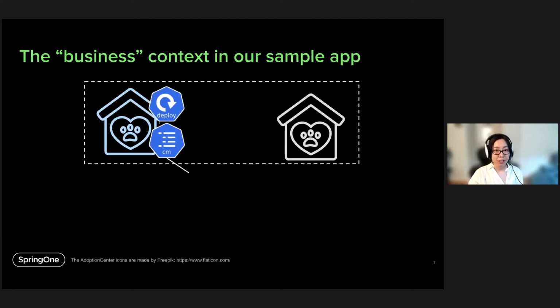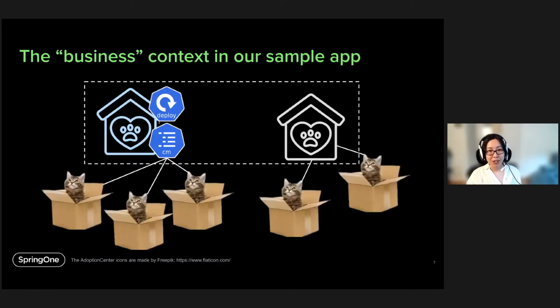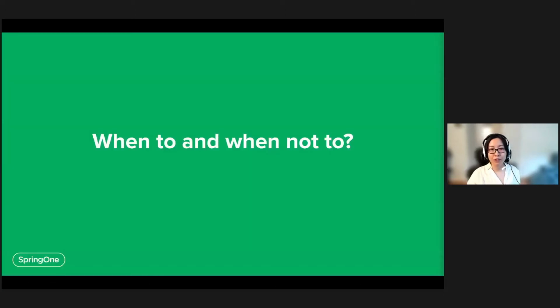With the cat for adoption custom resources, our operator can register cats to adoption centers by adding the cat info to their corresponding config maps. This is a perfect example of combining Kubernetes knowledge with business domain knowledge. Now, I'll hand it over to Alberto to talk more about when to use an operator and when not to.